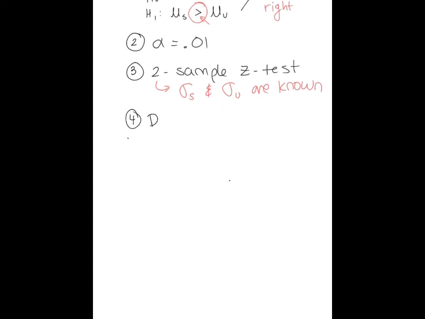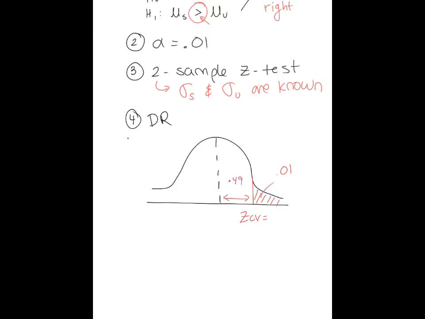Okay, so let's go to step 4. Step 4 is our decision rule, which is effectively exactly what we've done in our previous process. So we draw our distribution. It's a right tail test. We just need our z critical value. Now remember, this is 0.01, so we need to find this area on the z table, so that would be 0.49. And when we look up 0.49 in the body of the z table, we get a z critical value of 2.33.